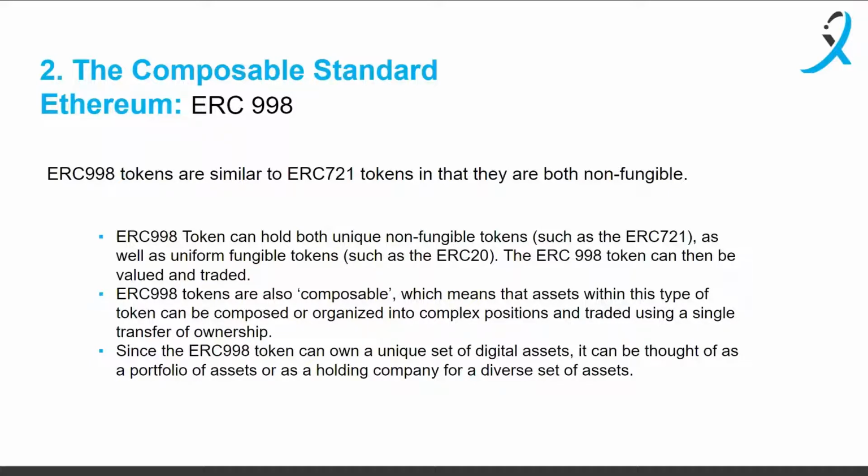So think of it like a package deal where I sell you a vacation package that includes flights, hotels, and all these other items of value, but I package it into one thing. So the ERC 998 token standard is like a package where you can compose a package of an ERC 998 with a combination of different ERC 721 and ERC 20 tokens. Since each ERC 998 token can hold a unique set of digital assets, it can be thought of as a portfolio. That's a really good way of thinking of it.